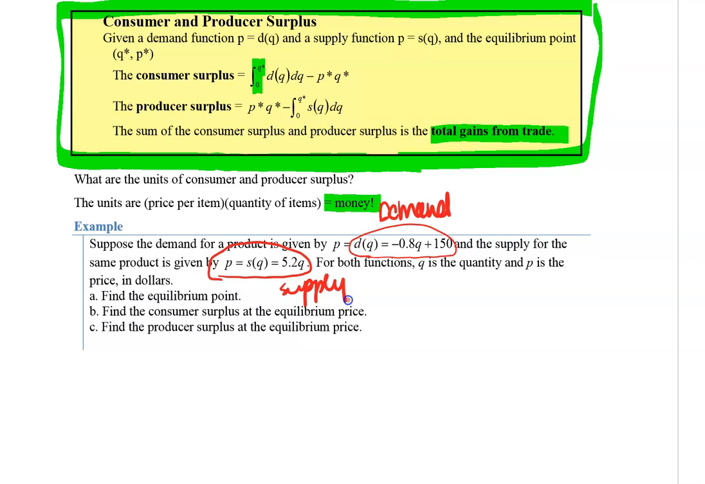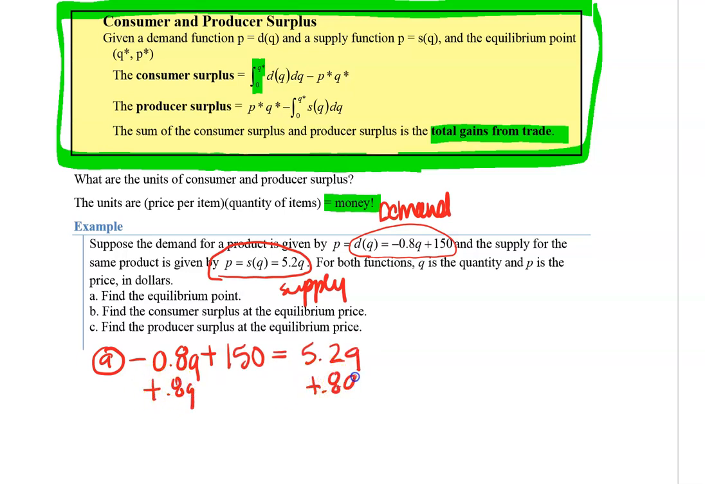First we want to find the equilibrium point. To find the equilibrium point, we're just going to set those equations equal and solve, because that's where those two functions cross on your graph. I'm going to add the 0.8Q to both sides, and that gives me 150 equals 6Q, and then divide by 6.